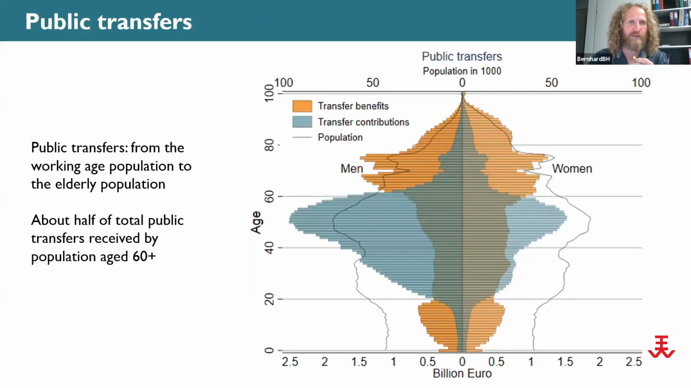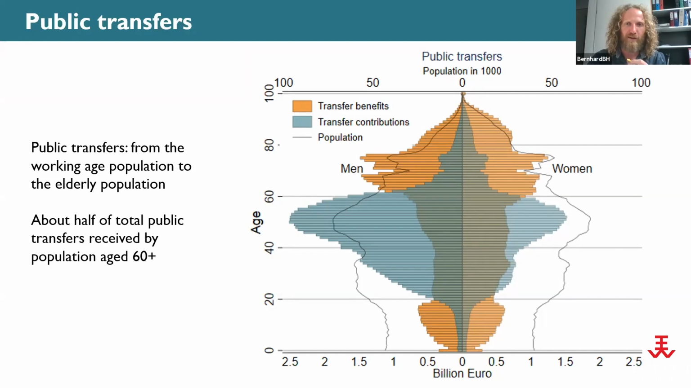So the public transfers, again, the contributions are in green. The orange part are the transfers received. They go in the other direction, from the employed population to the elderly population. And in 2015, about half of total public transfers were received by the population 60 plus.